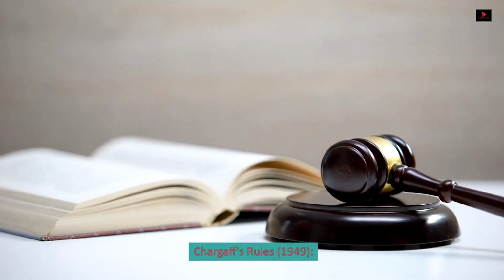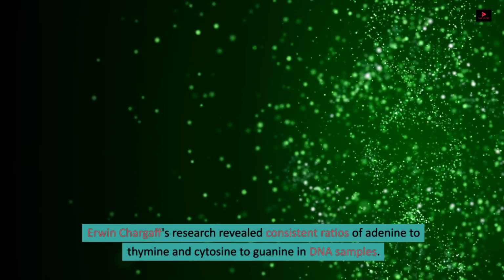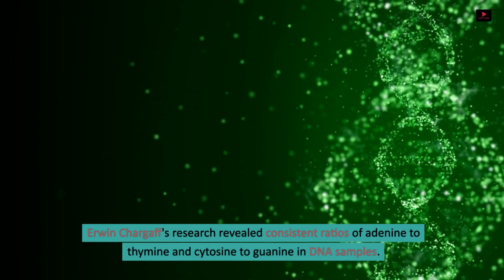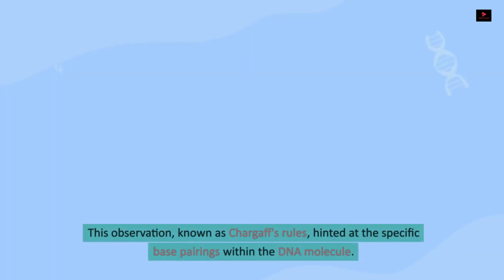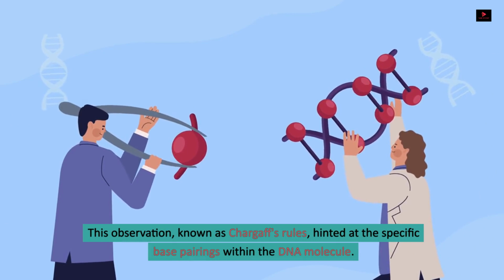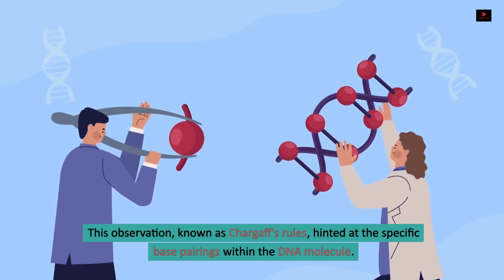Chargaff's rules, 1949. Erwin Chargaff's research revealed consistent ratios of adenine to thymine and cytosine to guanine in DNA samples. This observation, known as Chargaff's rules, hinted at the specific base pairings within the DNA molecule.